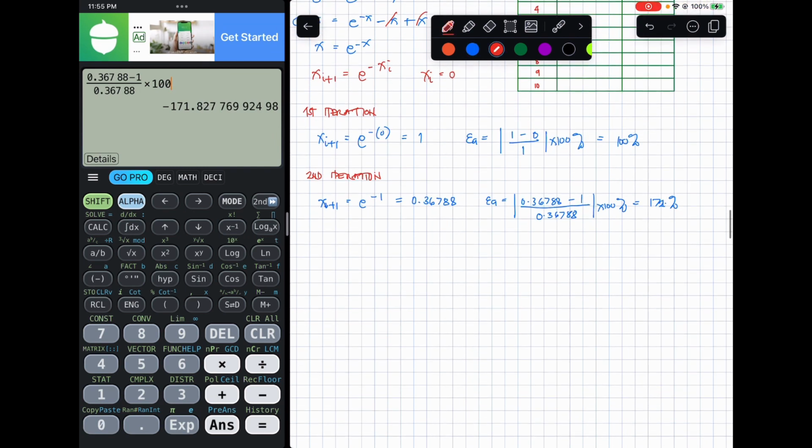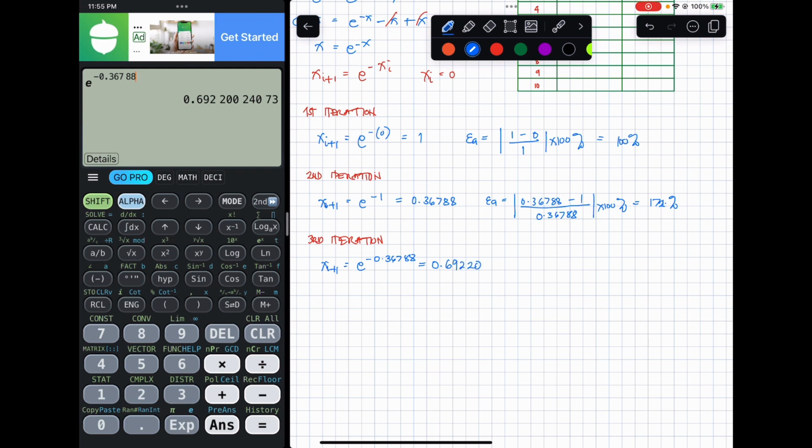So for our third iteration, x sub i plus 1 will be equal to e raised to negative 0.36788. So shift e raised to negative 0.36788, which makes it 0.69220.